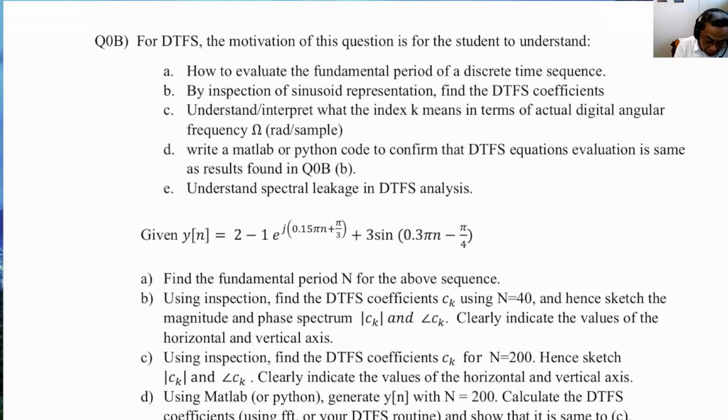This is question 0b, part C, where we are trying to interpret the index k of the DTFS coefficients Ck. So we know that k equals 0 to N minus 1, and we want to know exactly what different values of k mean in terms of the actual digital angular frequency omega, which is radians per sample.